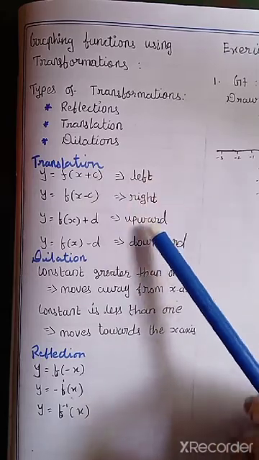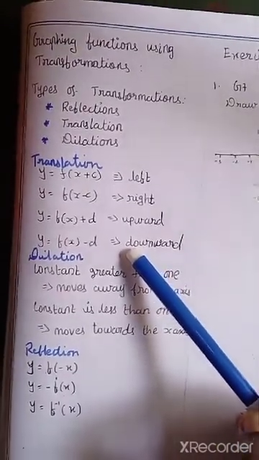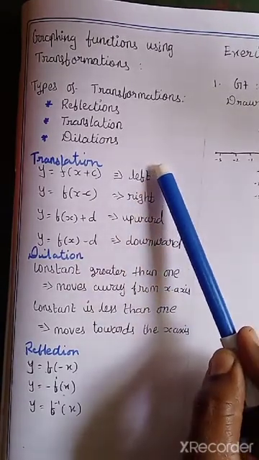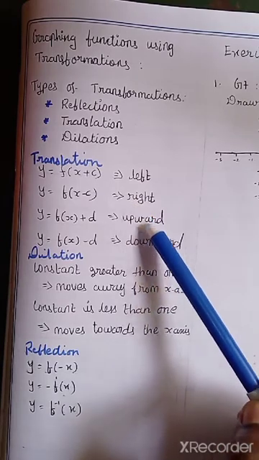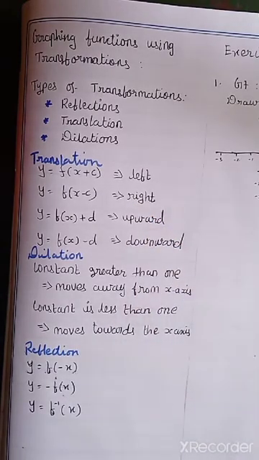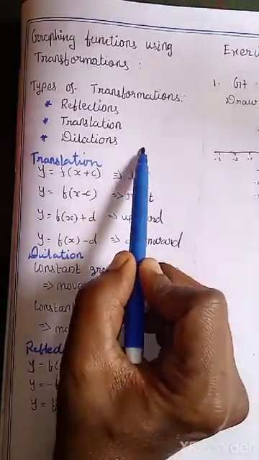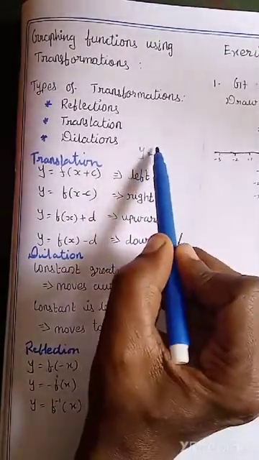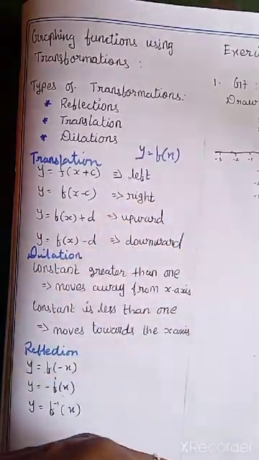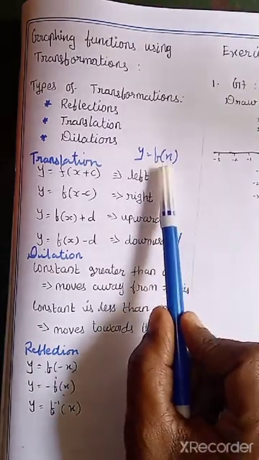For translation we have four points to remember. You can move the graph left, right, upward, or downward. Now, how do we always denote a function? Y equal to f of x, right? Y equal to f of x is the function. So we draw the graph for y equal to f of x.